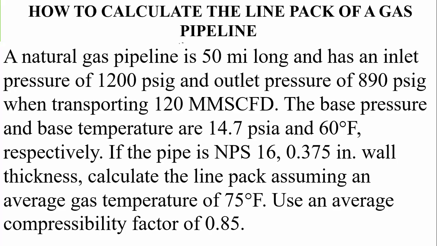Now, how to calculate the line pack of a gas pipeline? Now, this is a problem. The natural gas pipeline is 50 miles long and has an inlet pressure of 1200 psig and outlet pressure of 890 psig, when transporting 120 million standard cubic feet per day. The base pressure and base temperature are 14.7 psia and 60 degrees Fahrenheit respectively.